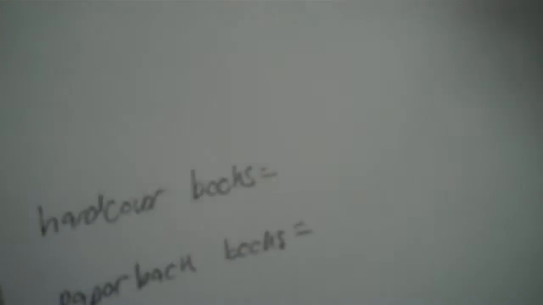Okay, number 10. A library is having a book sale to raise money. Hardcover books cost $4 each. Paperback books cost $2 each. A person buys 8 books. They spend a total of $26. How many hardcover and how many paperback books were purchased?